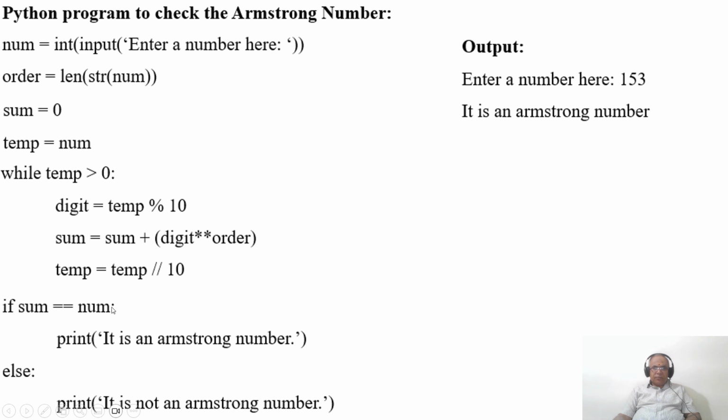If sum is equal to num, what is the value of sum? Sum is equal to 153. What is the value of num? Num is also 153. Therefore, the entered number is an Armstrong number. So this is how you will be able to execute it.